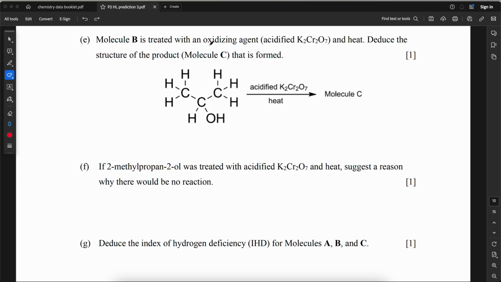Molecule B is treated with an oxidizing agent, acidified potassium dichromate, and heat. Deduce the structure of the product molecule C that is formed. So this is a secondary alcohol. When it is oxidized, it will produce a ketone. So CH3, C double bond O, CH3, which is propanone.